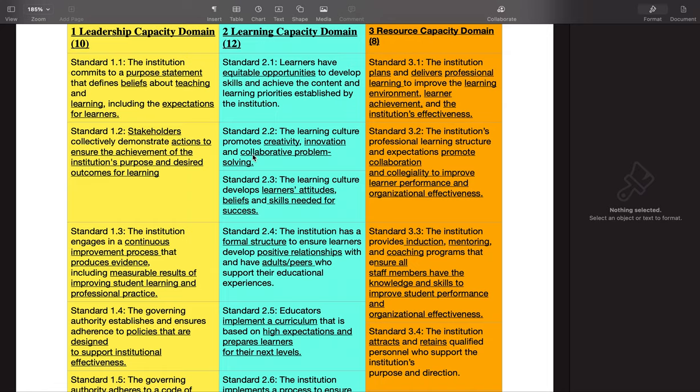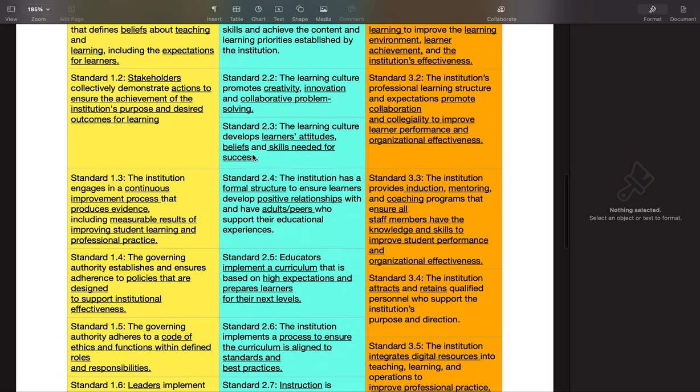Standard 1 in the leadership capacity looks at the purpose statement and how it defines the beliefs about teaching and learning, including, of course, the expectations for learners. The second standard highlights stakeholders' collaborative demonstration of actions in order to ensure the achievement of the institution's purpose and desired outcomes for learning.